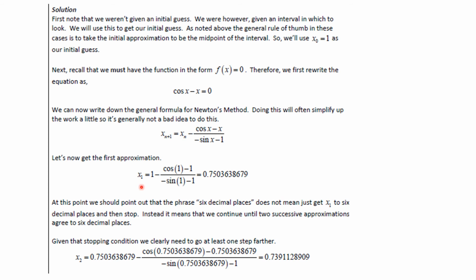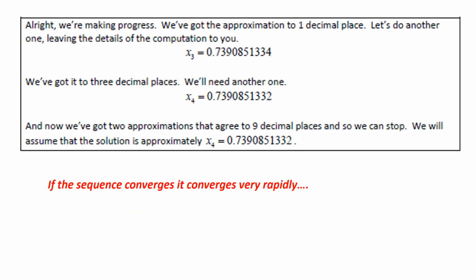So now we're going to take this x1, this number, as the input, and we're going to calculate x2 using this recursion relationship. We plug in all the numbers and we get this. Notice that there was a significant change going from x0 to x1, a much less significant change going from x1 to x2. And so we're making progress. And we got the approximation to 1 decimal place.